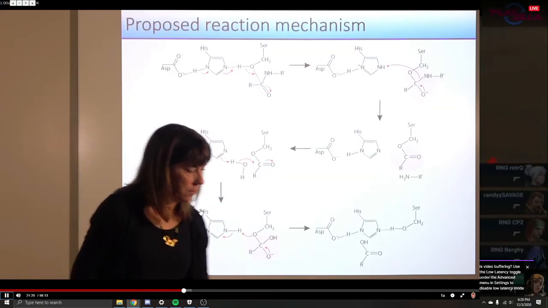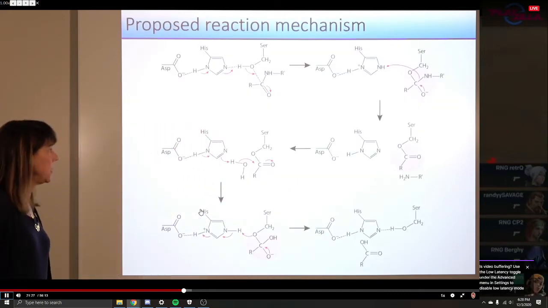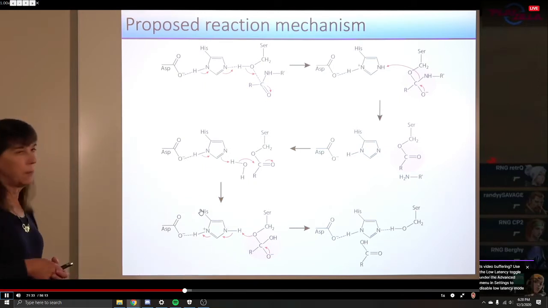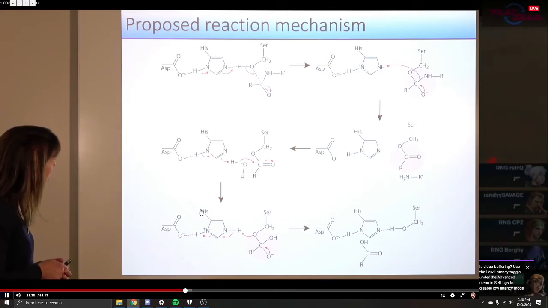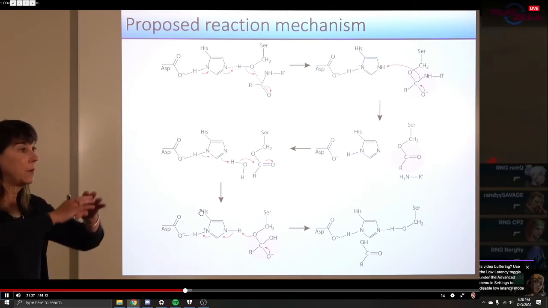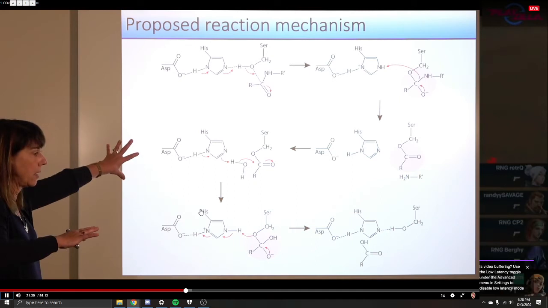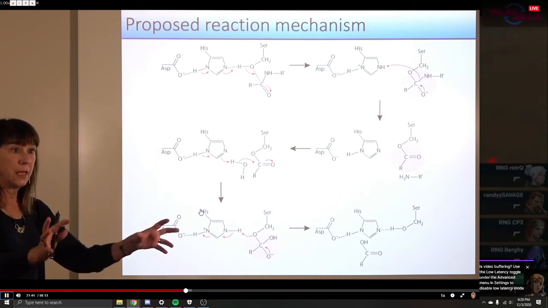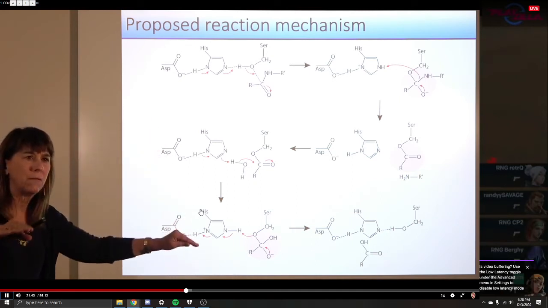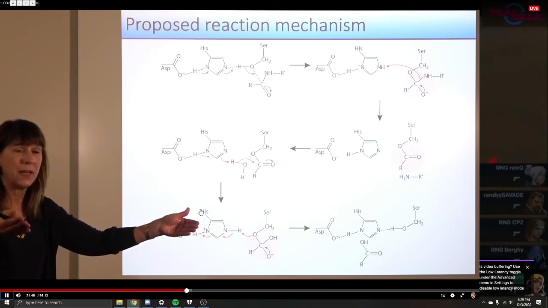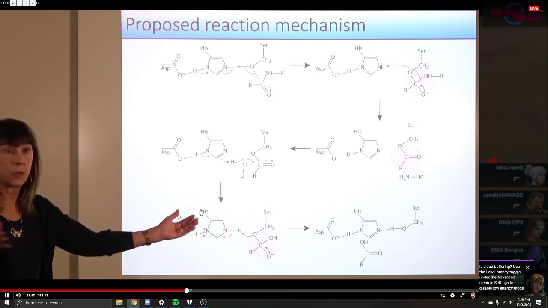So what's the proposed mechanism for these serine peptidases? So here comes your substrate coming in here. This is the scissile peptide bond that's going to be broken here. This is the carbonyl carbon that's going to attack. Now you have to remember, this is all drawn as a catalytic reaction, but you've got to envision these peptidases and how they actually fit into the active site. How does the substrate get in there? Because they're long extended substrates.